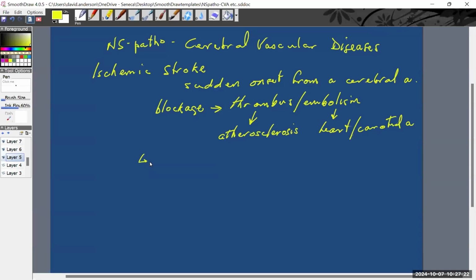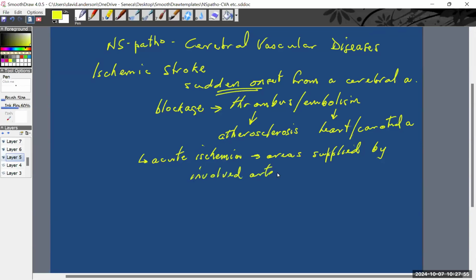So that's going to lead us to an acute ischemia. So with that word acute, we can appreciate that we will be talking about a sudden onset. So the symptoms are going to present in an acute, sudden way. And it's going to be ischemia to the areas supplied by the involved artery, and we know what that means.